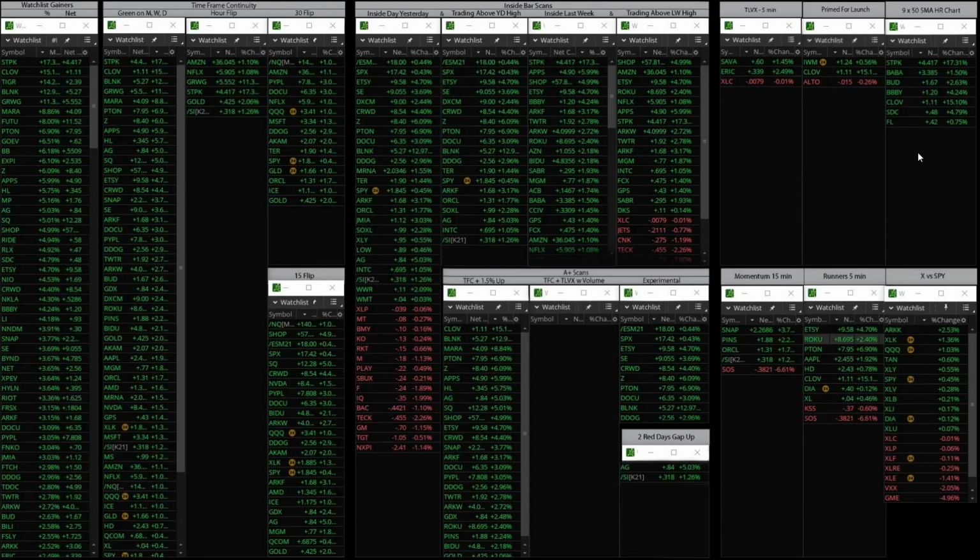So once again, I'd like to just talk about the short scans. We do have two separate scans that we stream during market hours. This one is going to the long side, and we also have the same exact setup to the short side.